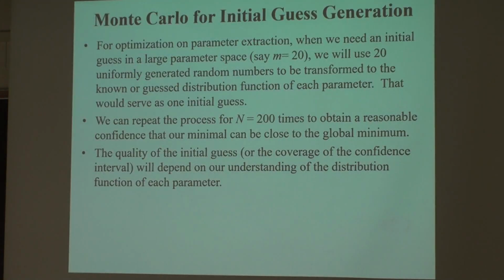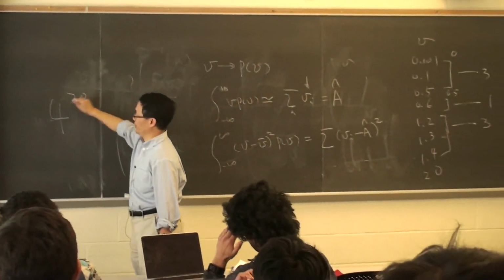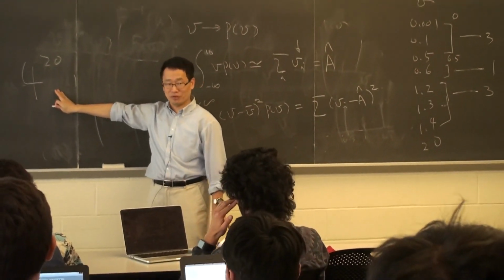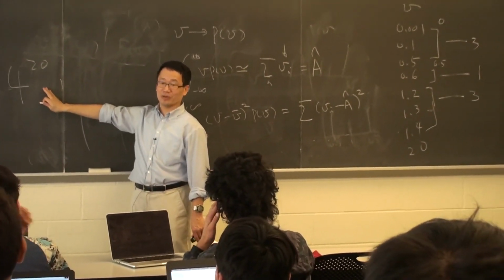Okay. So let's see how to apply it. Say Monte Carlo for initial guess generation. Say you have a parameter extraction that you'd like to do. The objective function has 20 parameters. If each of the 20 parameters has 4 possible values, the initial sampling of guesses is way too much for you to handle. This number is too large, even if each parameter only has 4 possible guesses.